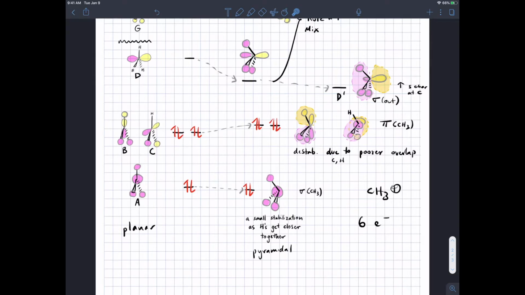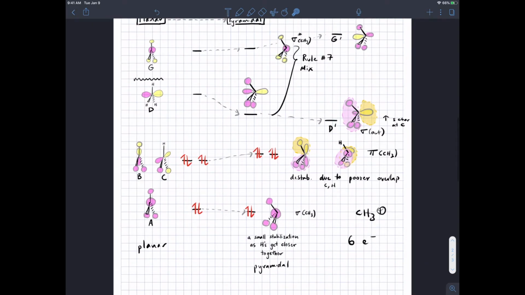So we just predicted, with some drawing, some rules, and some simple energy arguments, that CH3 plus is planar. We didn't even need VSEPR to do that. We didn't even need to talk about electron-electron repulsion. It just fell out of the picture of the MOs, all right?